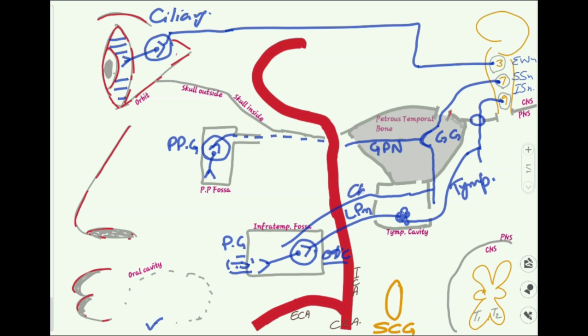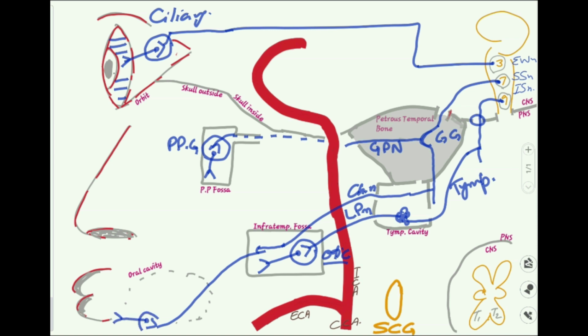So this is the chorda tympani nerve. Infratemporal fossa is not its destiny. It will accompany another nerve to reach the destination, that is the oral cavity. Here it will synapse with the second neuron. The second neuron is the postganglionic neuron.